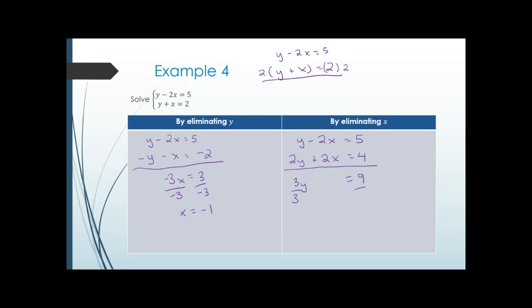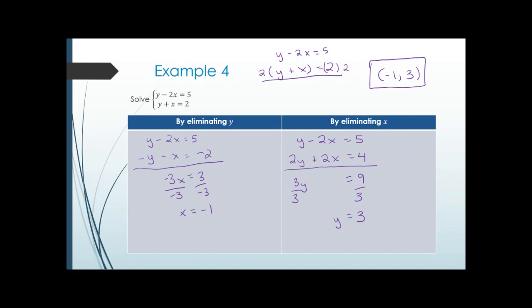So then I can divide both sides by 3, and I get y is equal to 3. And now I have just found both values. So now I have the solution. It is negative 1, 3.